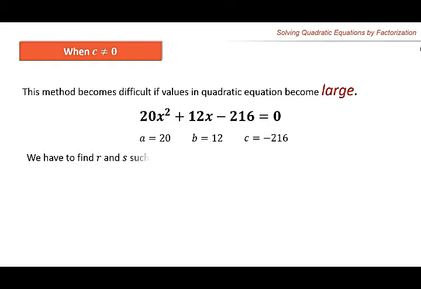We will have to find values for r and s such that r plus s equals 12 and r times s equals negative 4320. It will not be easy because you have to try many combinations of numbers.